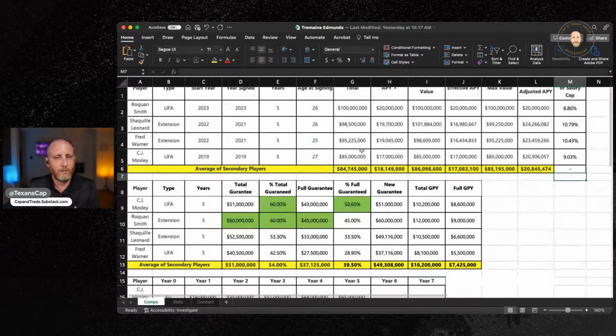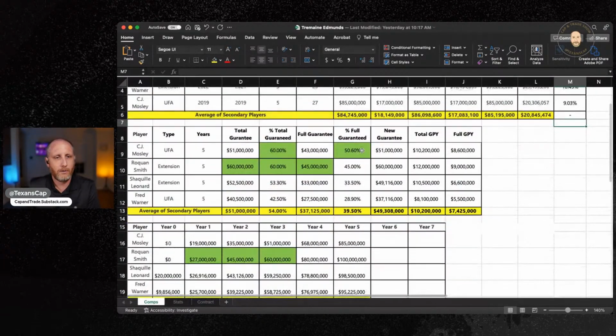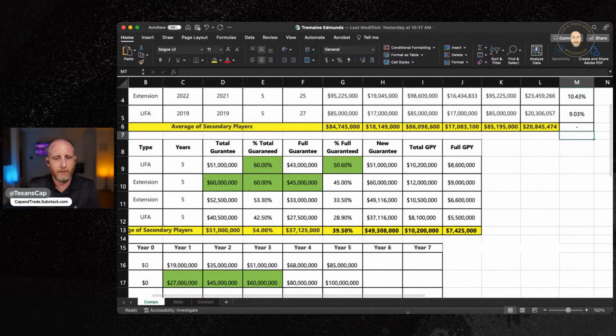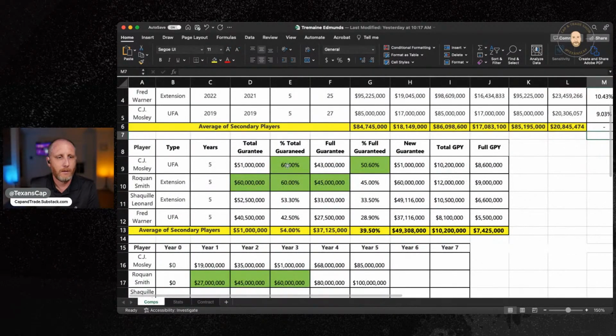And then we'll move down here to guarantees. Make this a little bit bigger. So the areas in green are the ones that have the highest numbers. CJ Mosley has 60% of his contract guaranteed, total guarantees. So that's guarantees full at signing, injury guarantees, anything that's going to vest into a guarantee, anything like that. That's captured in this number. Roquan Smith had a total guarantee of $60 million, and both him and CJ Mosley at 60% of their deal.